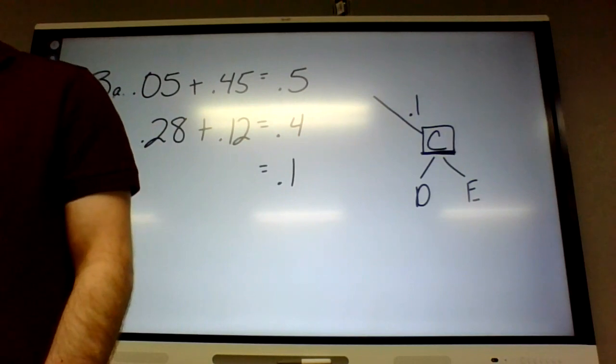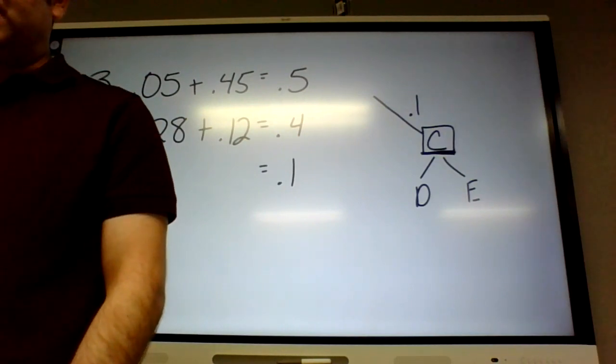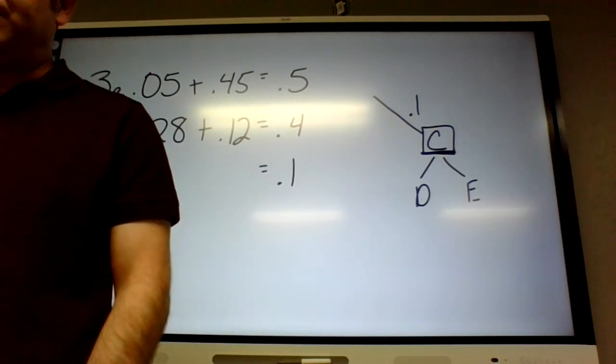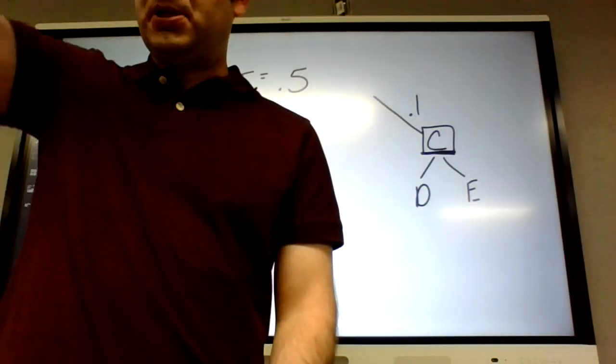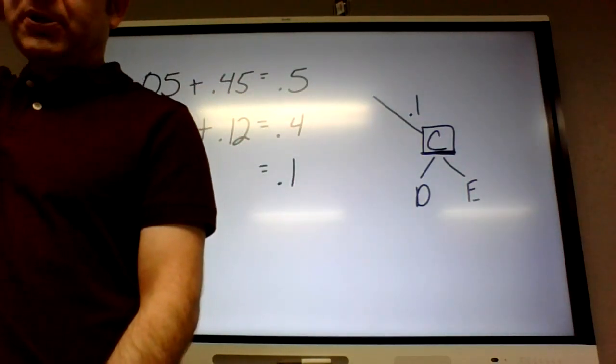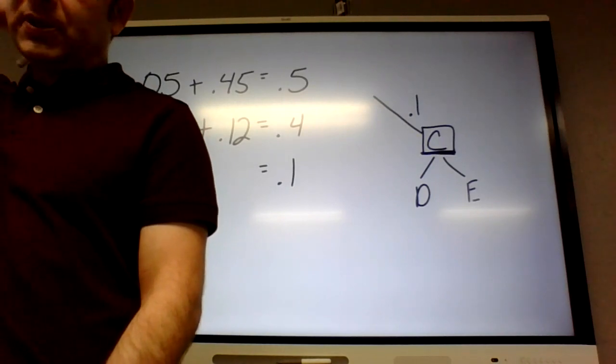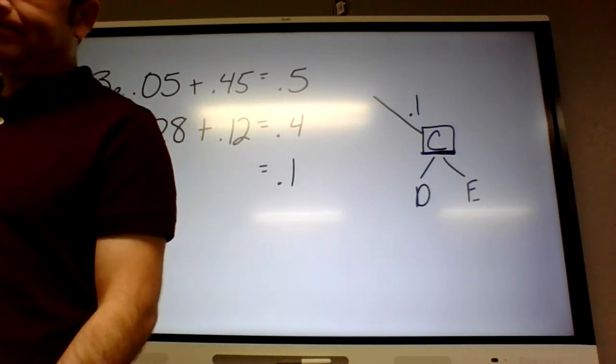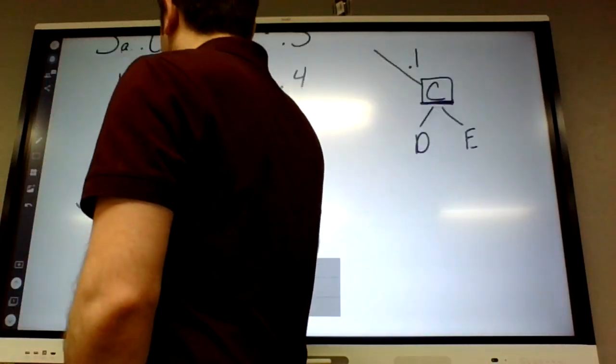Jar A contains 2 red balls and 3 white balls. Jar B contains 4 red and 1 white. A coin is tossed. If it shows heads, a ball is randomly picked from jar A. If it shows tails, a ball is randomly picked from jar B. Draw a tree diagram showing the probabilities of each jar and then the probabilities of picking a red or white ball. Alright, did you guys follow that when I read it?